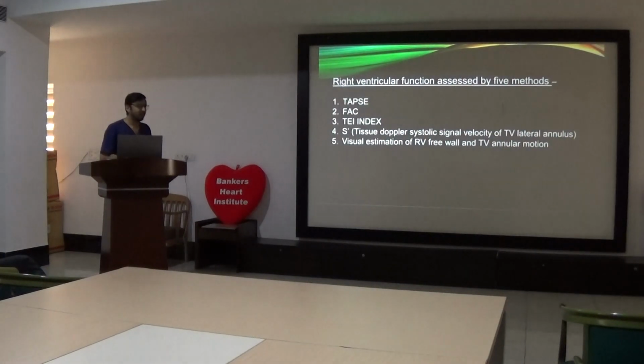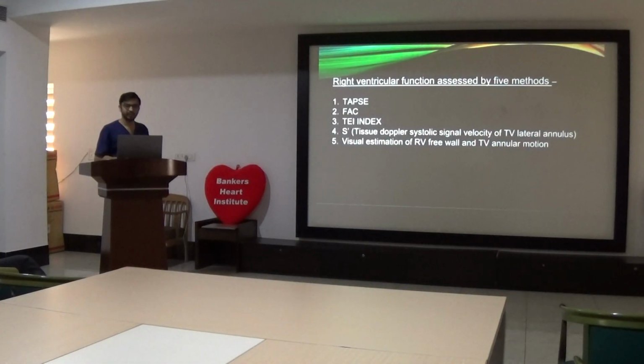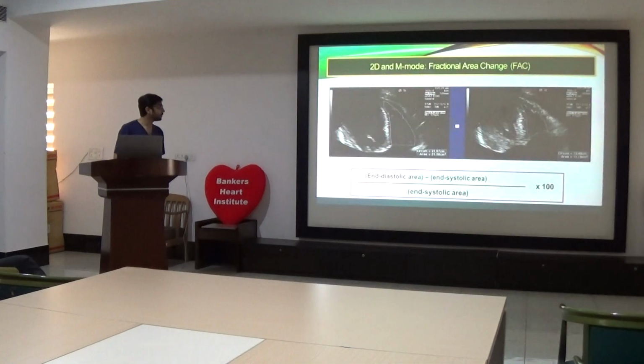So today's topic is right ventricular function assessment, basically qualitative and quantitative. Here are the 5 methods we use in the calculation of right ventricular function: TAPSE, fractional area change, myocardial performance (Tei) index, tissue Doppler at the tricuspid valve annulus, and visual estimation of the free wall motion of the RV by motion of the tricuspid valve.